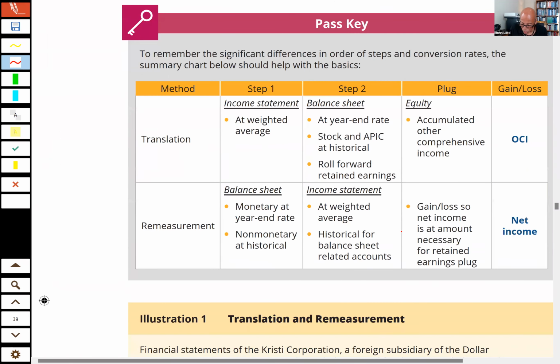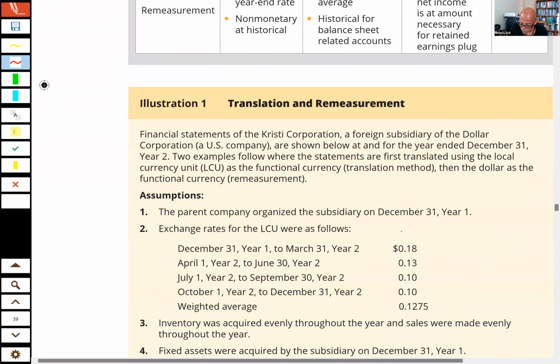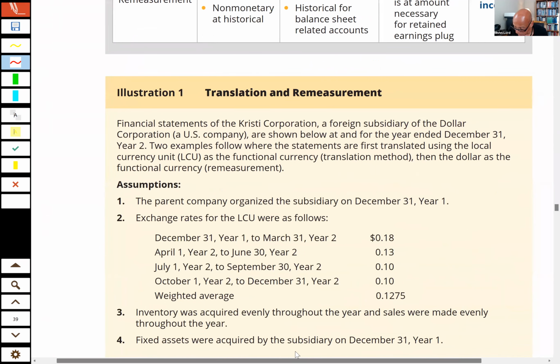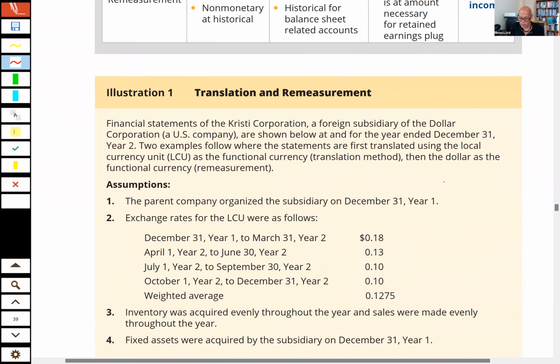Okay, so what we want to do at this point is go through this comprehensive example. I don't know if it's comprehensive, but it's a good example of when to use translation versus remeasurement. And I think what you'll like after you look at this is it's kind of fun. Maybe I have a warped idea of fun, but it's not that bad, once you start to see it.